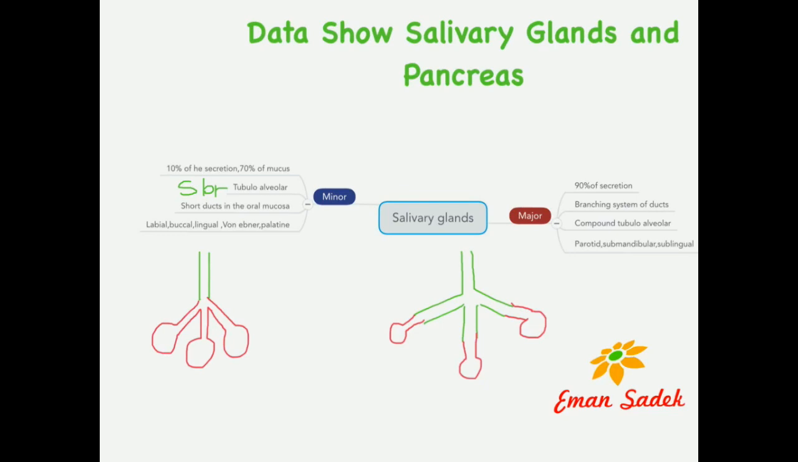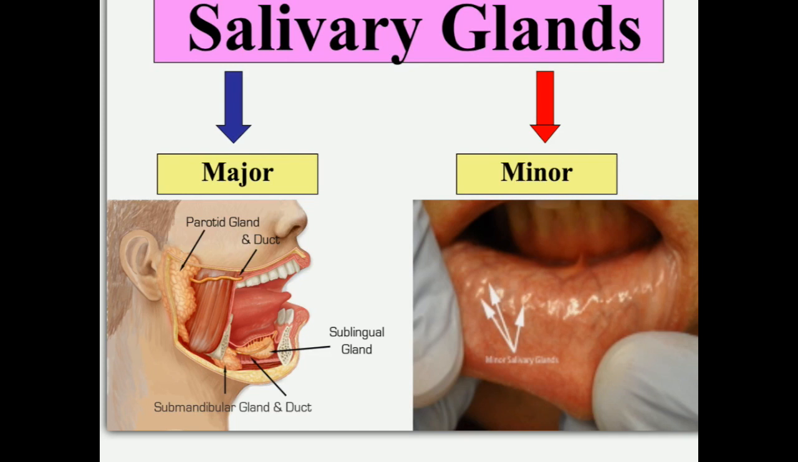And they are present under the oral mucosa, and the examples would be the labial, the buccal, the lingual, the von Ebner, and the palatine salivary glands. As you see here, these are the major, the parotid, and the submandibular and the sublingual, and the minor are scattered under the oral mucosa, as we have said.